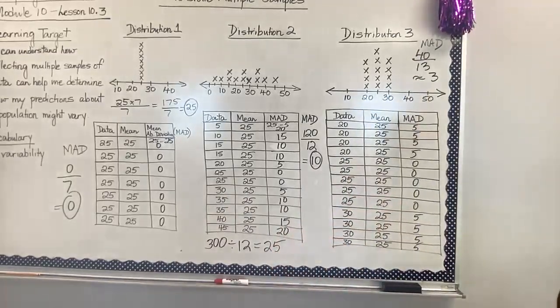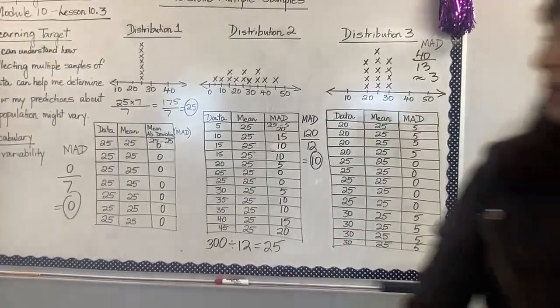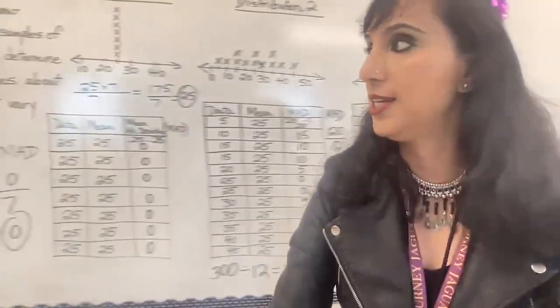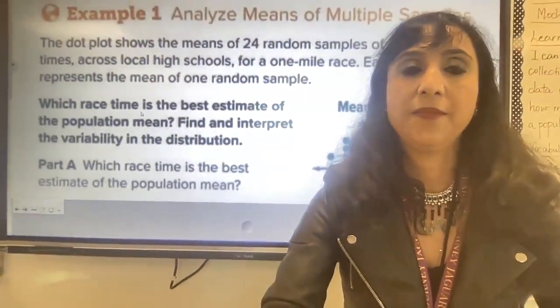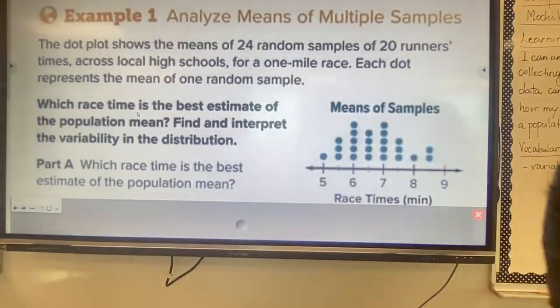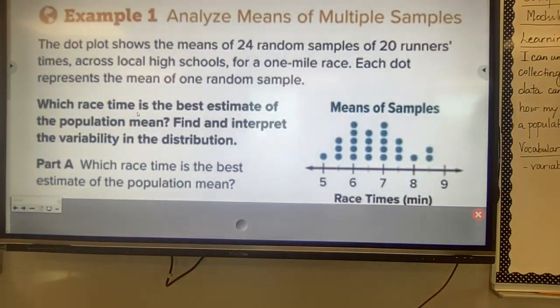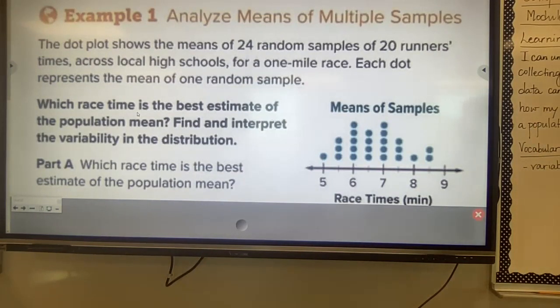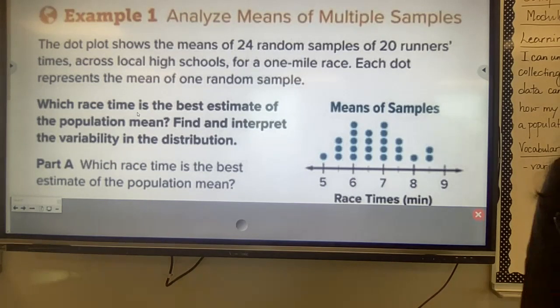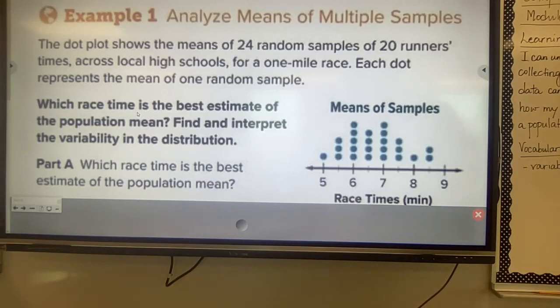Okay, now the next one I can do, I'm going to take you to the board so you can look at the question. All right, so here is a question. The dot plot shows the means of 24 random samples of 20 runners' times across local high schools for a 1 mile race. Each dot represents the mean of one random sample. Which race time is the best estimate of the population mean? And find and interpret the variability in the distribution.